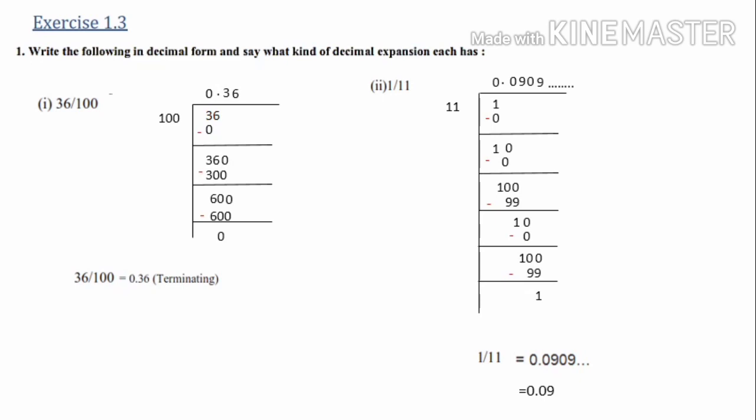So 1 by 11 we can write as 0.09, and 09 is repeating regularly. Here we have to put a bar on top of 09. This bar means these two digits, 0 and 9, are repeating regularly. Since the digits are repeating regularly, we can say that it is a non-terminating and repeating decimal.